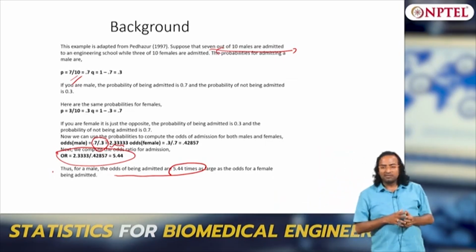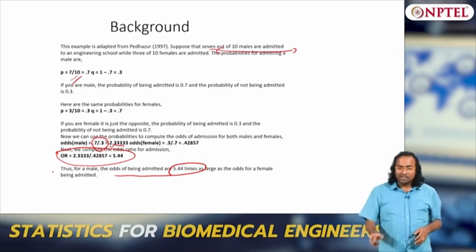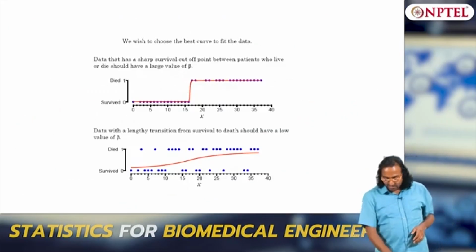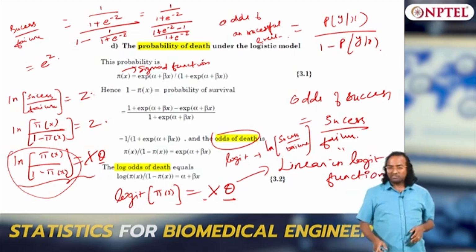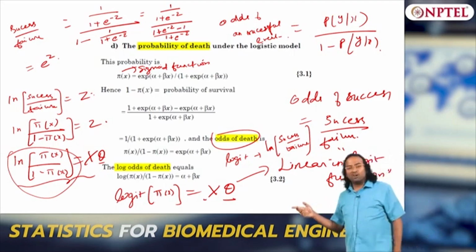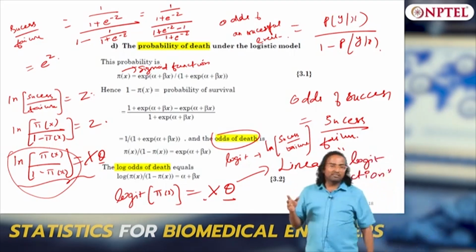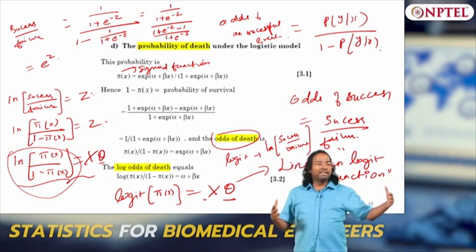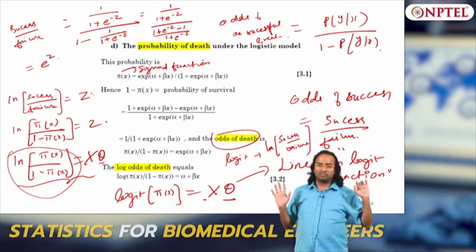Clear? Make sense? So with this we will stop, because I came to this since we are only taking log of odds. Log of odds is logit, and the total equation is linear in the logit function.